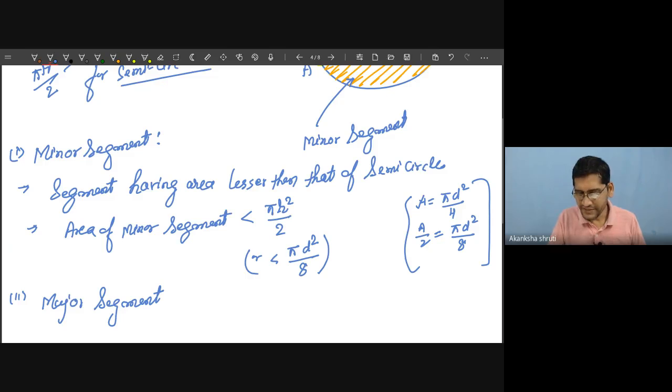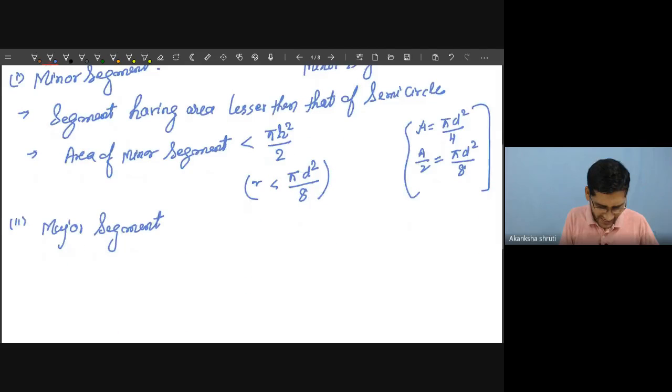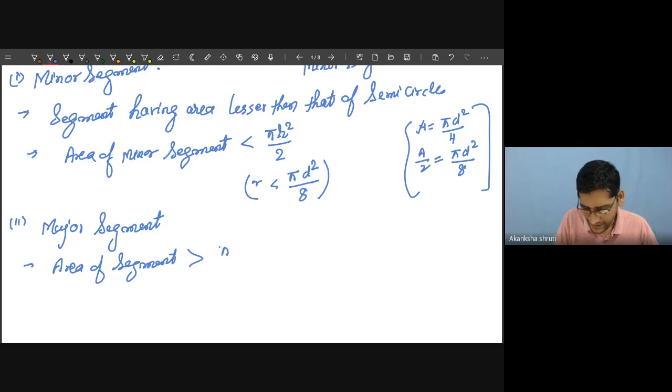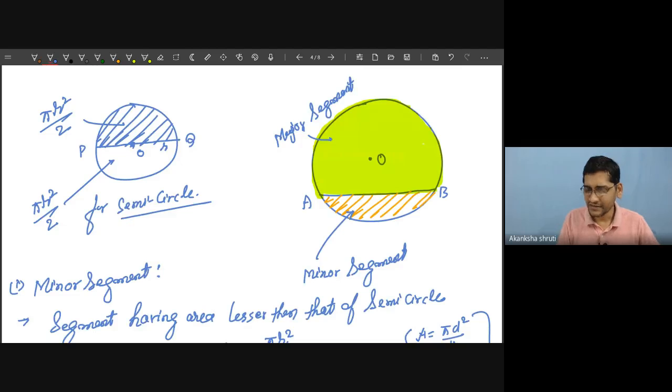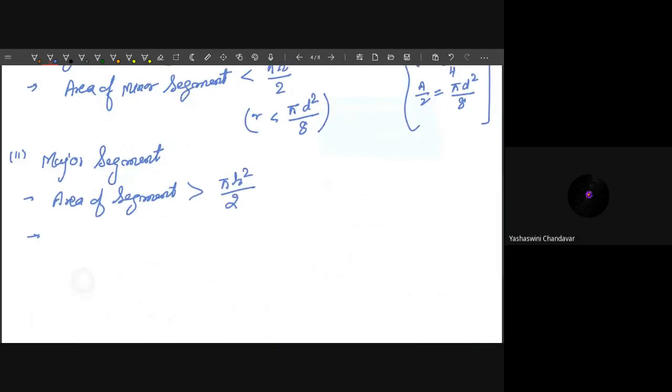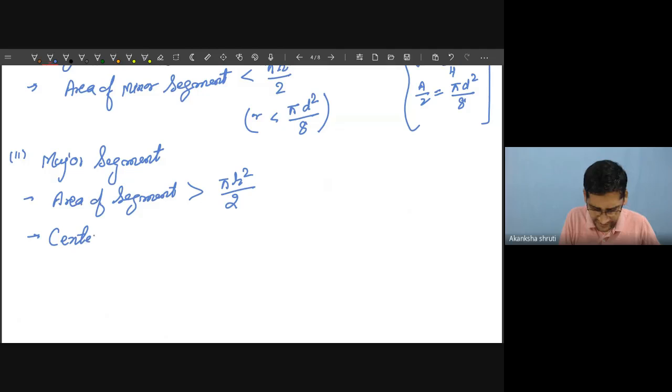Now considering the second one, called the major segment. Here the yellow region is representing the major segment. So this segment has area greater than pi r square by 2, then it is the major segment. In which segment does the center lie? Here we observe that, yes, the center lies in the major segment.